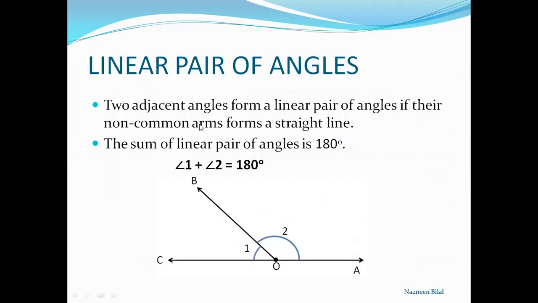Linear pair of angles. For forming a linear pair of angles, it is compulsory that the two angles must be adjacent. So two adjacent angles form a linear pair of angles if their non-common arms, here OA and OC, form a straight line, and the sum of a linear pair of angles is always 180 degrees. So here you can see angle 1 and angle 2. The sum of these two angles will always be 180 degrees.